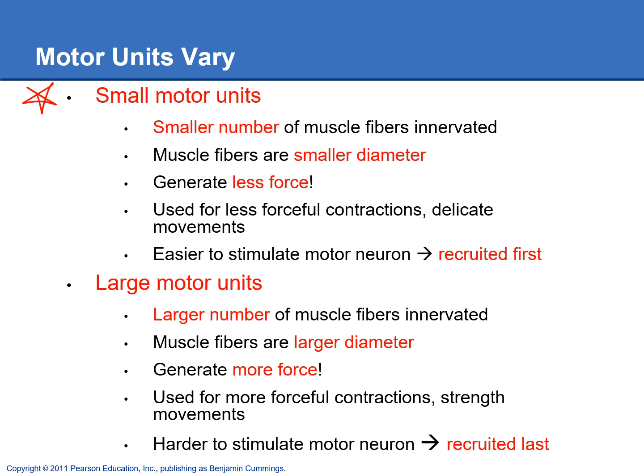And then the large motor units, they have a larger number of muscle fibers that they innervate, and then also the muscle fibers have a larger diameter. So both of those things will allow these larger motor units to generate more force. And so they're going to be used to generate more force with forceful contractions, and will be used for movements that require a lot of strength, so maybe like lifting weights. And they're going to be innervated by a motor neuron that is harder to stimulate, and so they're going to be recruited last to contract.